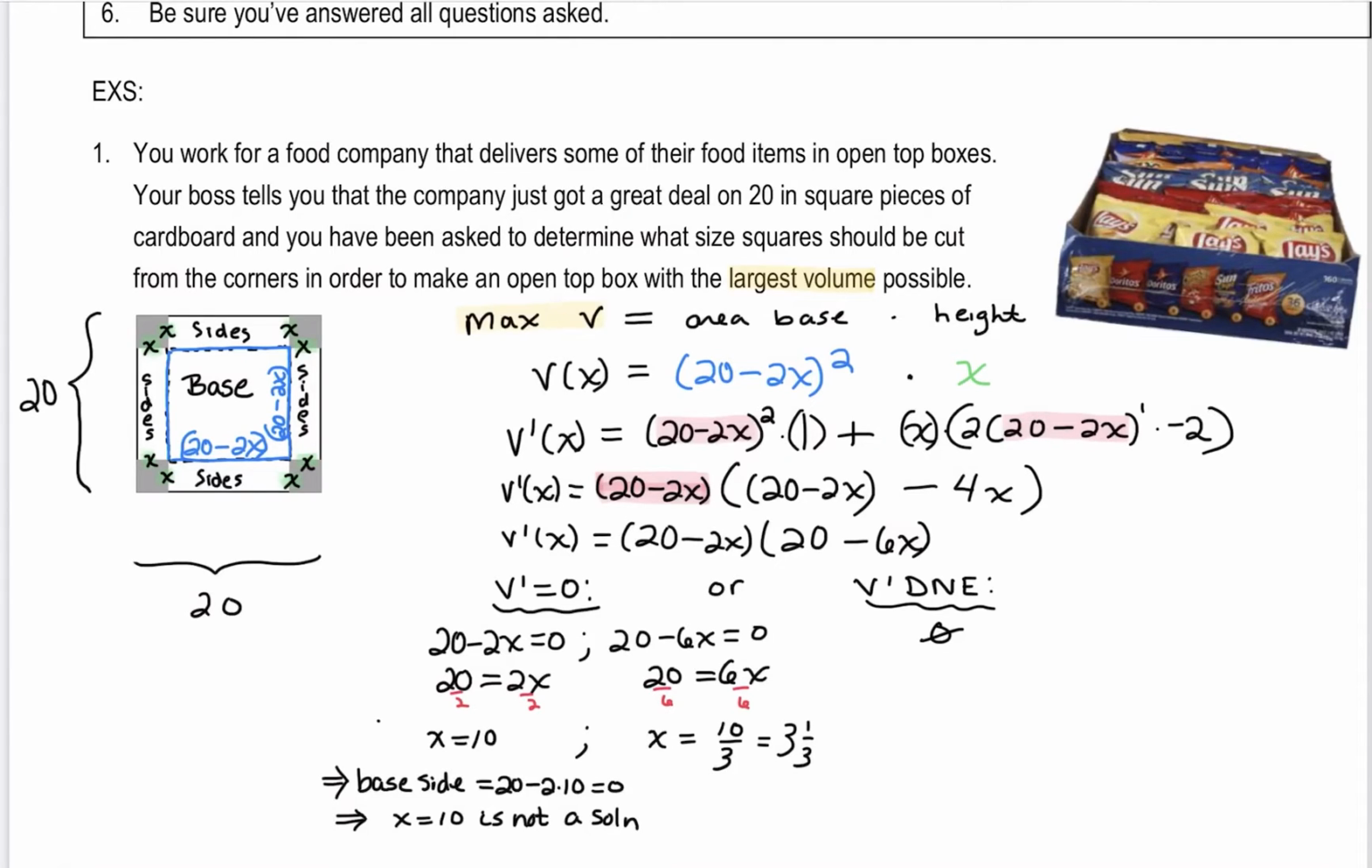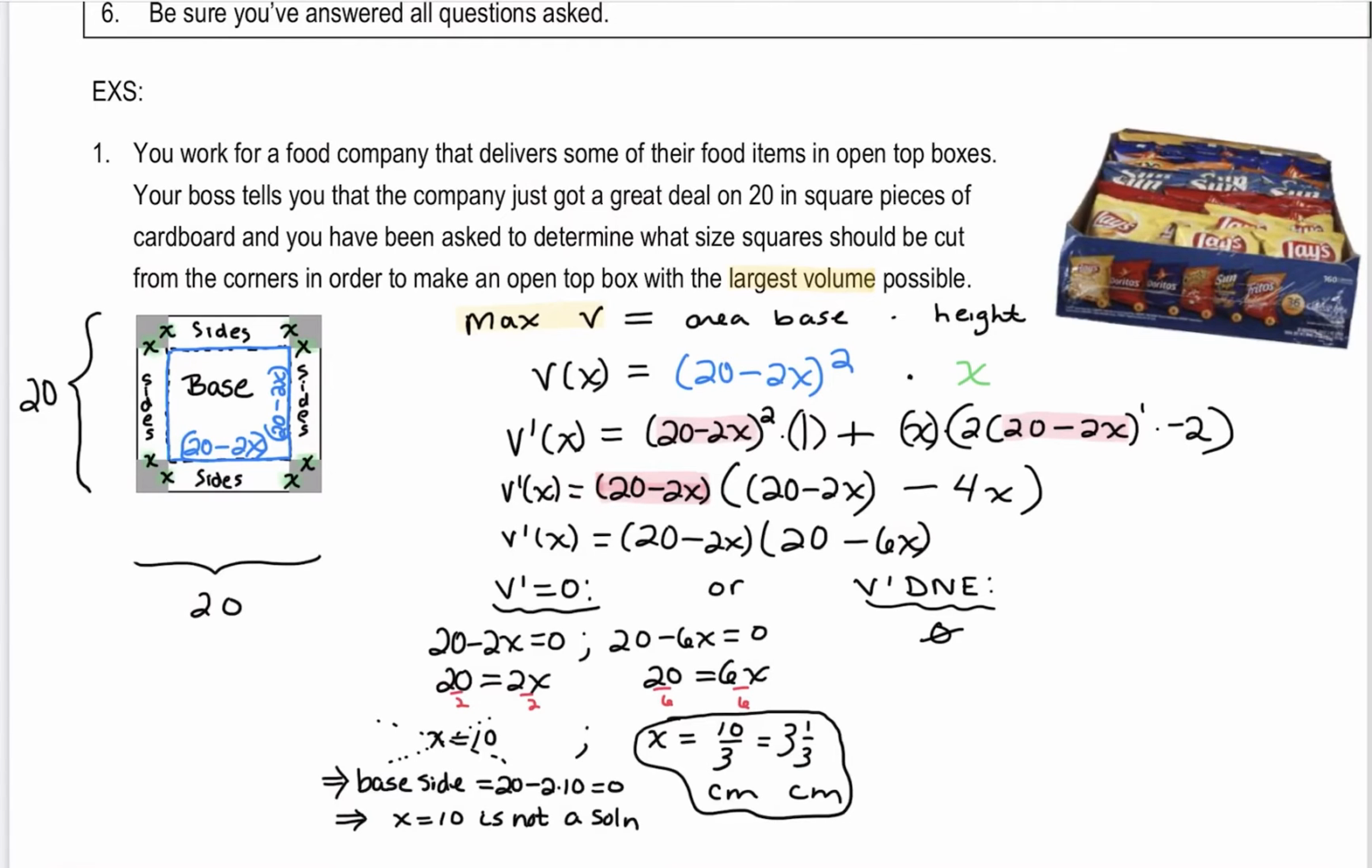So we are going to throw out x equals 10 because we don't even essentially have a box anymore if we were to make cuts in a length of 10. So what does that mean for us? It probably means that this 10 thirds or 3 1/3 centimeters here is probably going to be our answer, right? But what do we really know at this point? All we really know is it's a critical point, a place of horizontal tangency. It could be a min, it could be a max, it could be neither.